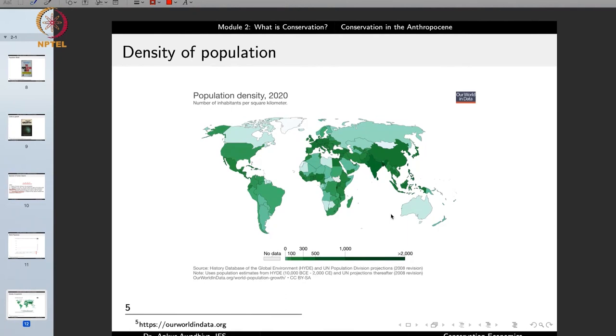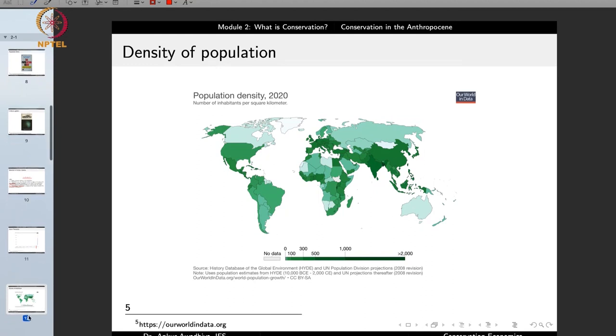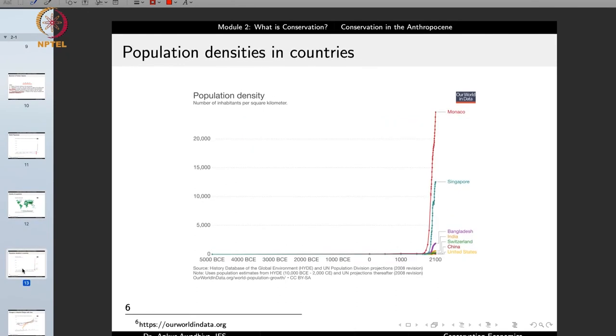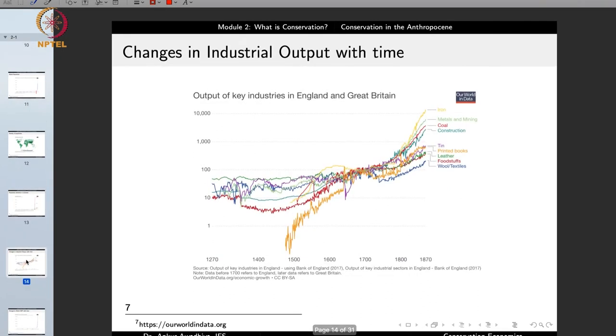What we are observing here is that not only has the population been increasing with time and the rate been increasing with time, but there are also certain locations on Earth where the population density is very high, and that has an impact on the total human impact on the environment. The population densities have also been growing with time in a number of areas.